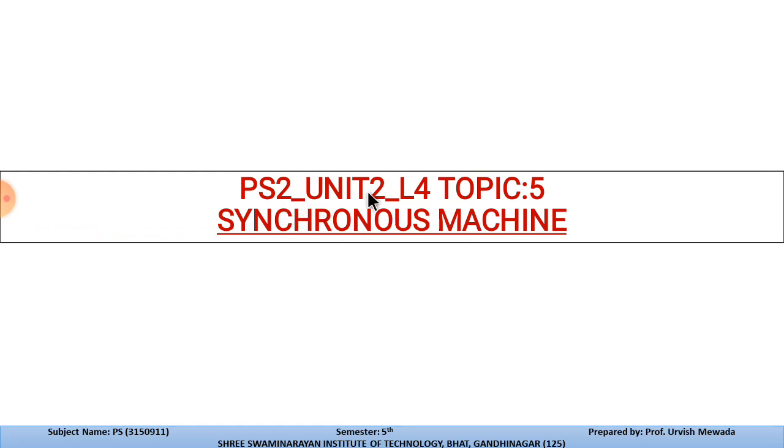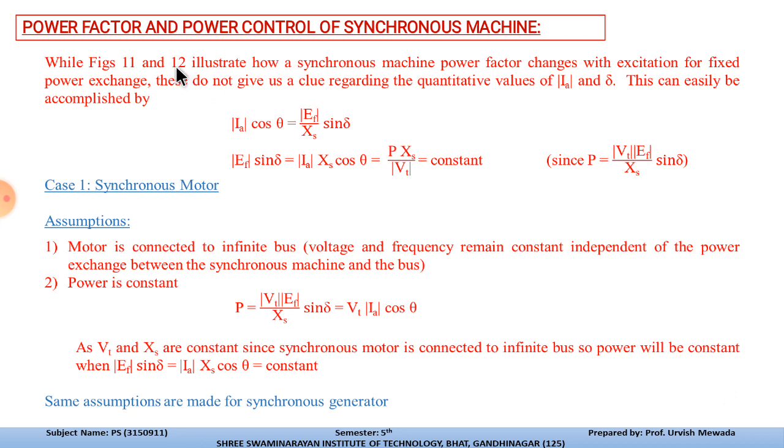In the last lecture we discussed the different modes of operation of the synchronous machine: normal excitation, under excitation, and over excitation mode. Now today we are going to discuss the power factor and power control of the synchronous machine. From figures 11 and 12, we already studied how the power factor of the synchronous machine changes as the load angle, or phase angle delta, changes.